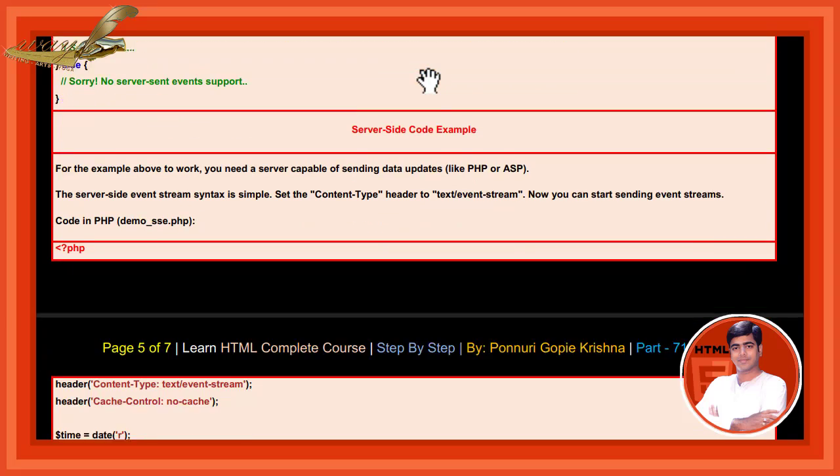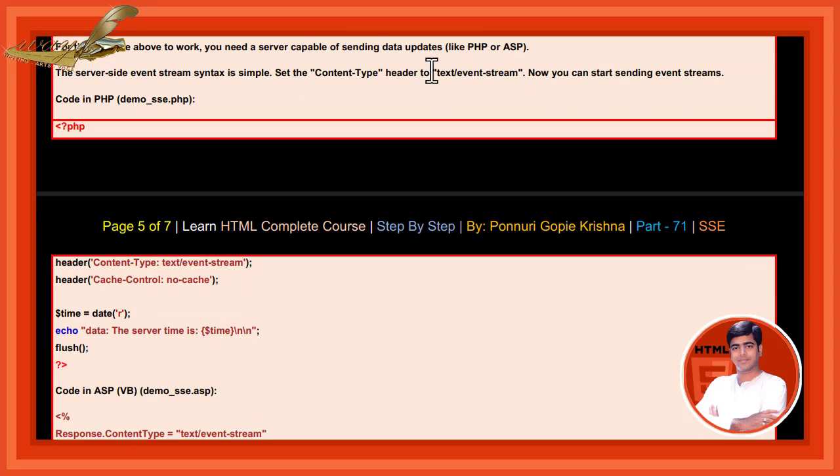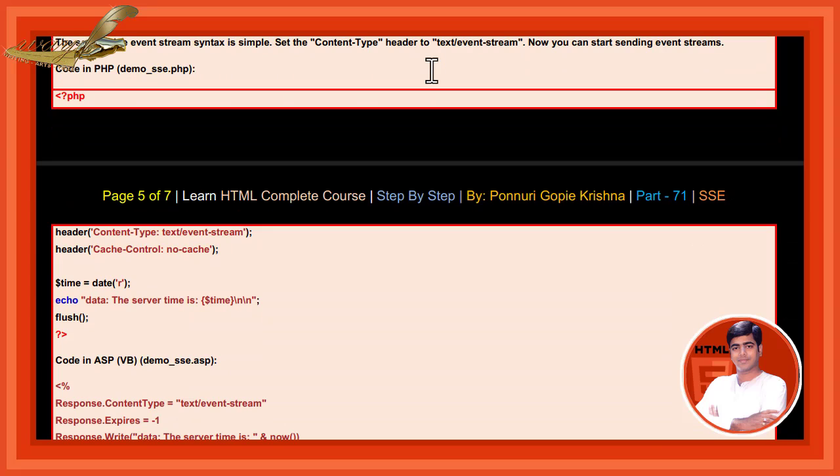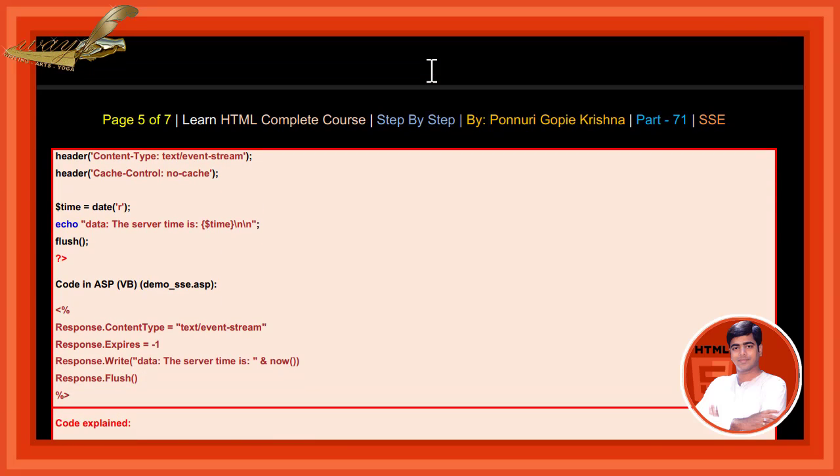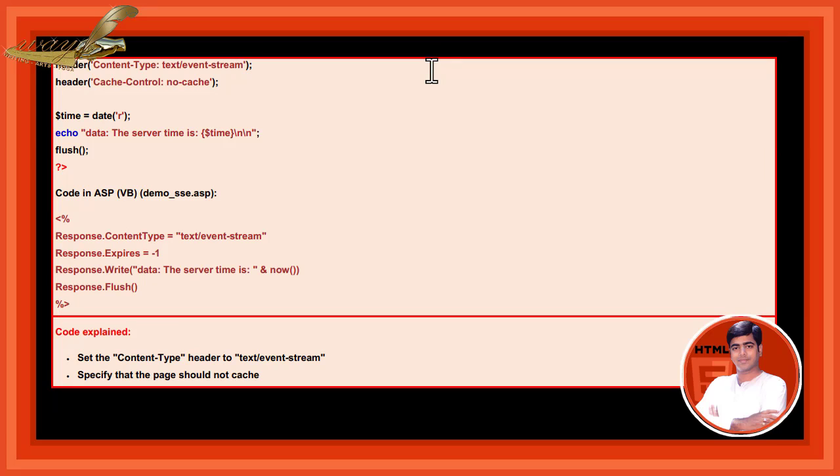See the example PHP code. header('Content-Type: text/event-stream'); header('Cache-Control: no-cache'); then echo "data: The server time is: " with the current time, and flush the output.